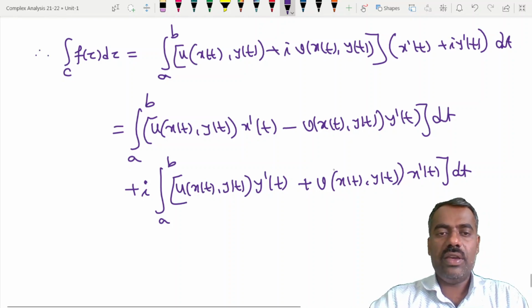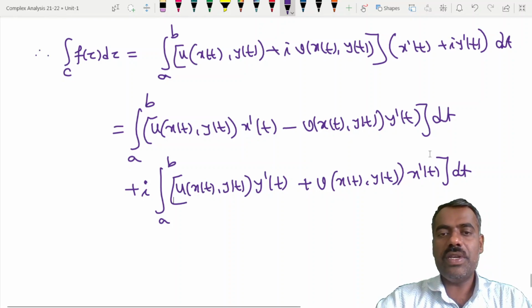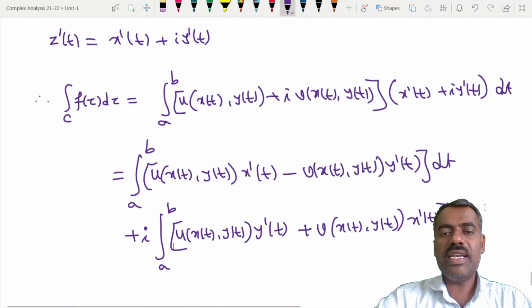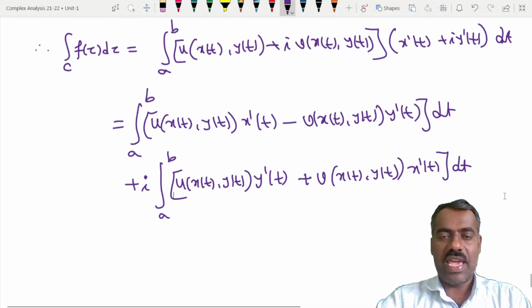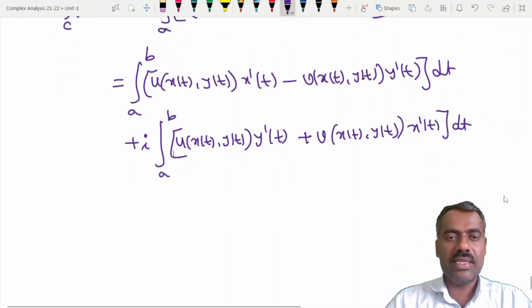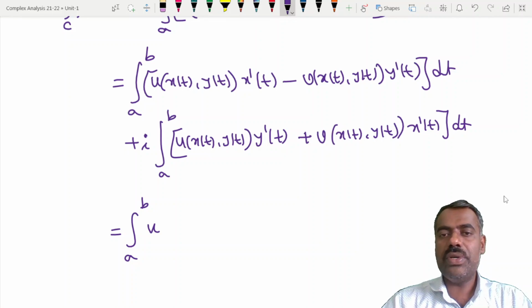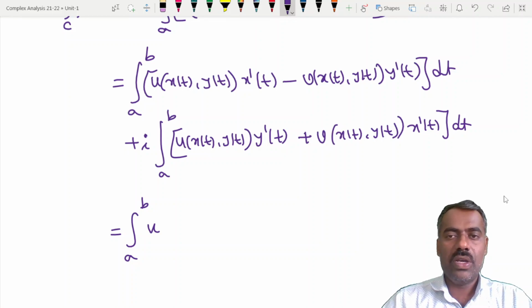Now we can write x dash of t into dt, because x is a function of t, so x dash of t into dt is nothing but dx. Therefore this integral from a to b of u, where this is u(x, y), times x dash of t dt, you can write simply as dx. This is u minus v into dx.